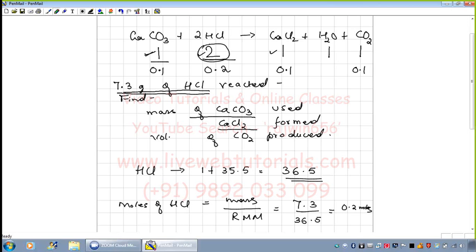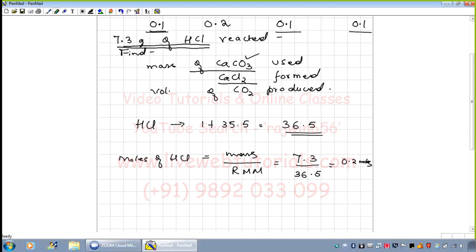Okay. Now, again here 0.1 mole of CaCO3. Find the RMM. Correct? And then you will multiply that by 0.1. Find the RMM of CaCl2. That will be multiplied by 0.1. Volume of CO2 produced, 24 dm cube is for 1 mole. So it will be multiplied by 0.1. That's going to become 2.4 dm cube. Simple. You can just work this out.